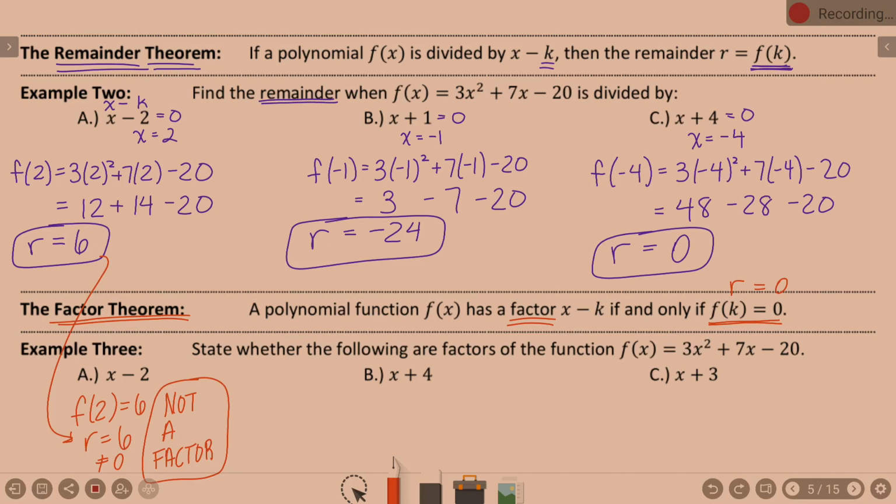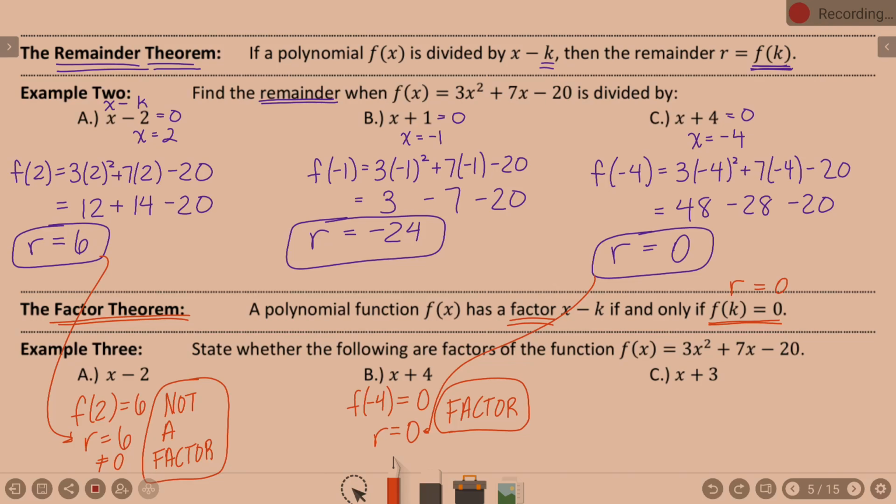Okay. What about x plus 4? Is x plus 4 a factor? It is. How do we know it's a factor? Because after you do the math, you find out the remainder is 0, which means it's a factor. We already did f of negative 4 earlier, and we got 0. So that means my remainder is 0, and that means that this is a factor. Okay, and the work is from up above.